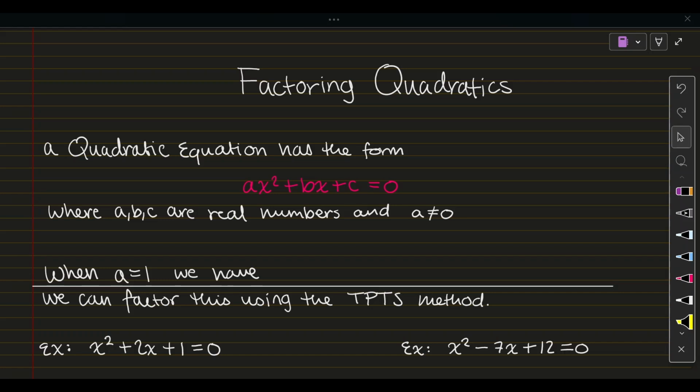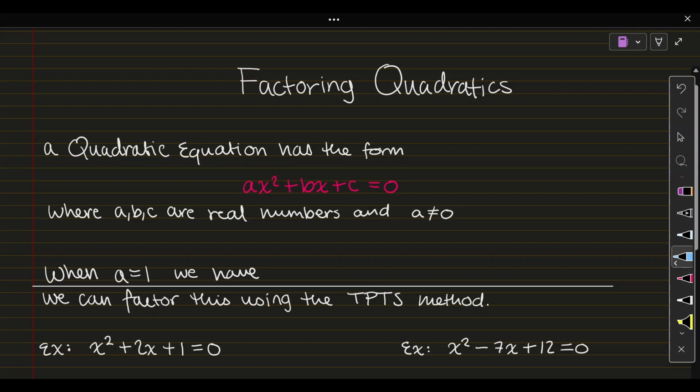In this video, I'm going to demonstrate how to factor a quadratic. A quadratic equation has the form ax squared plus bx plus c equals 0, where a, b, and c are real numbers and a is not equal to 0. The reason I say a is not equal to 0 is that if a were 0, I would just have bx plus c, and that's just linear.